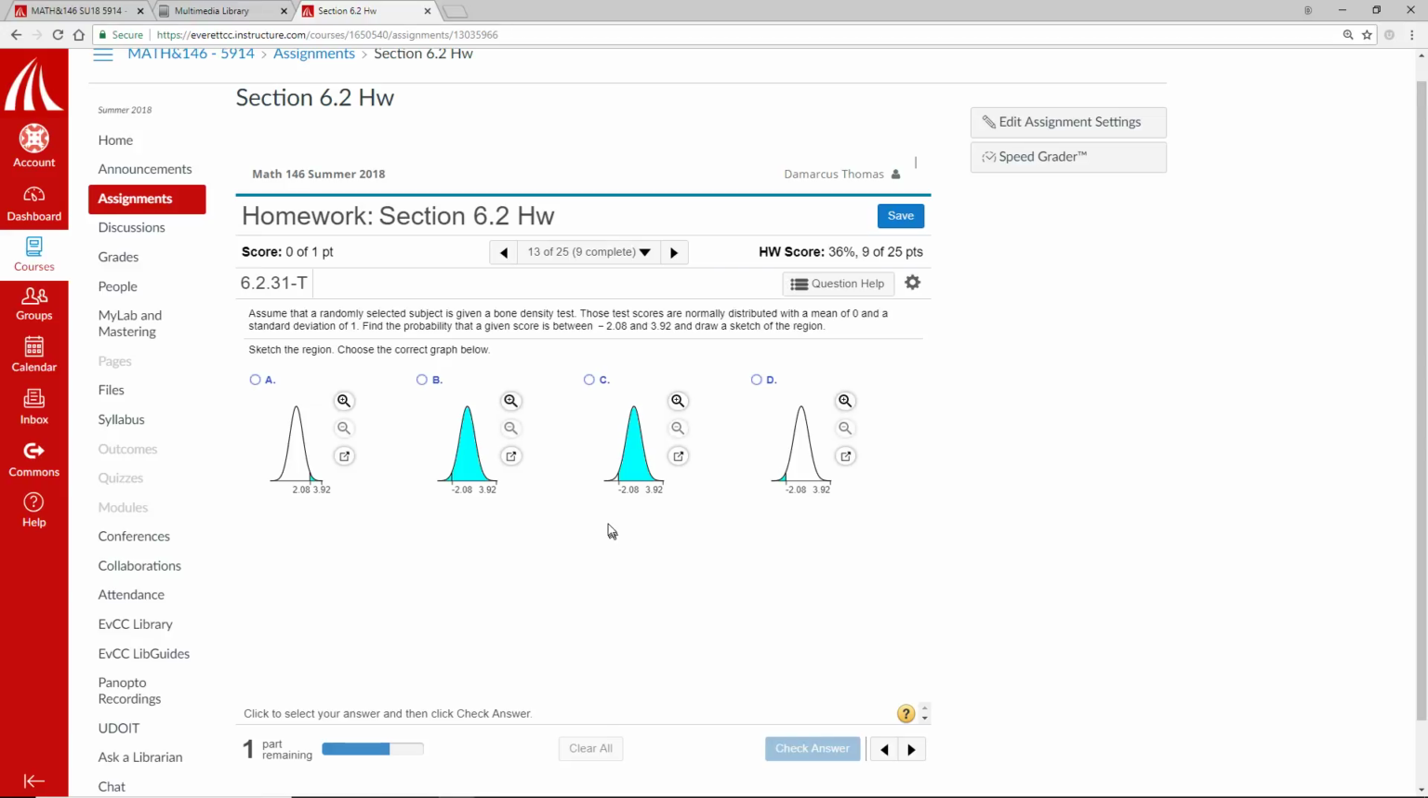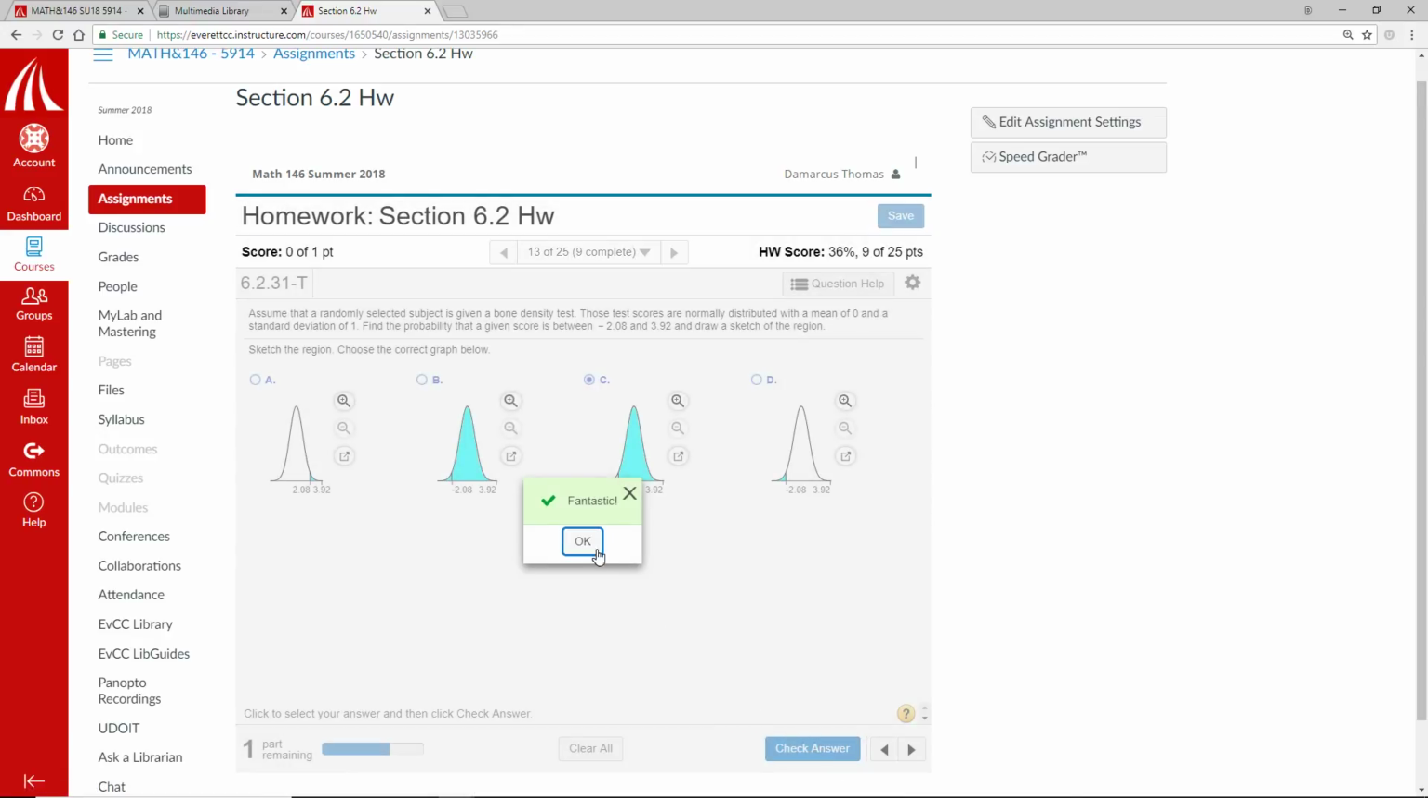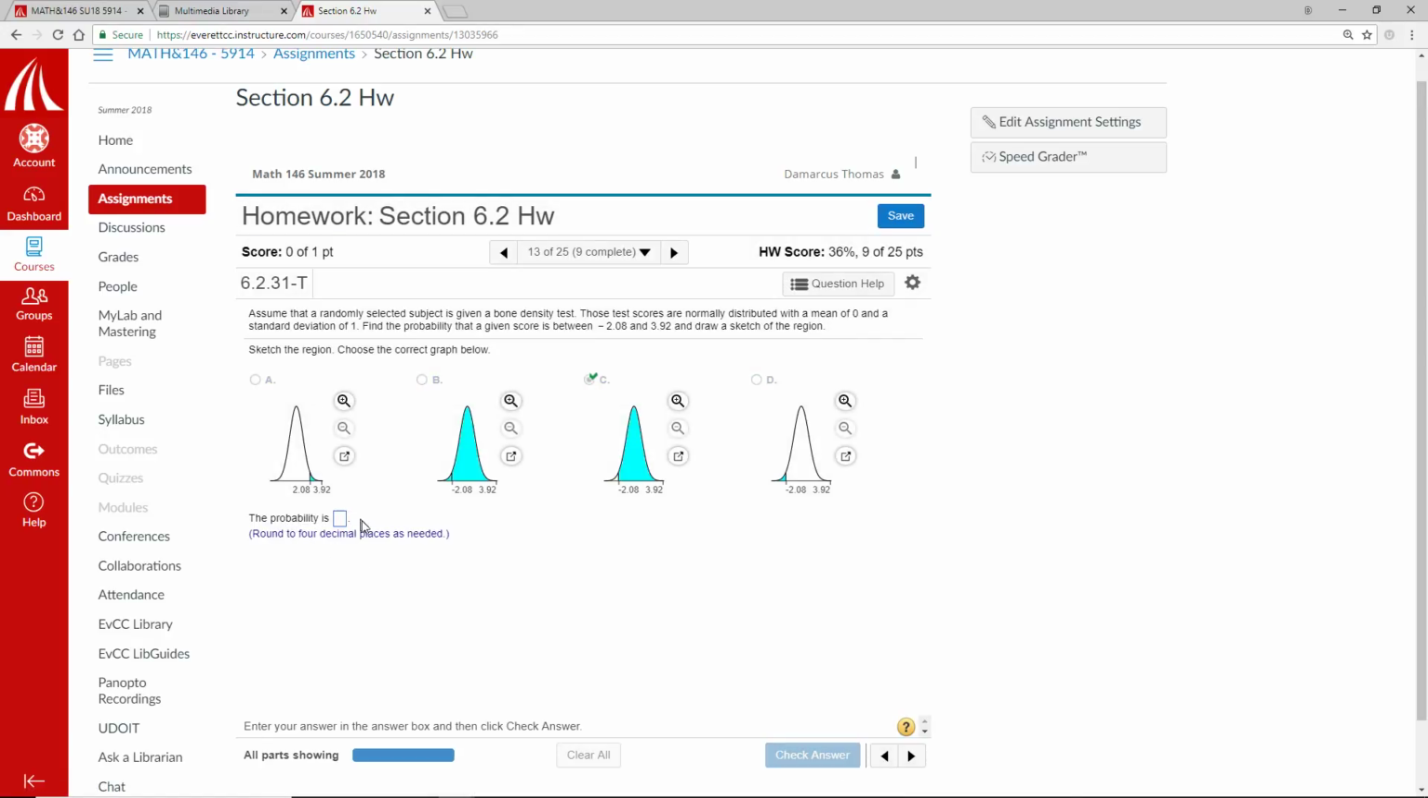Let's look at 13. Find the probability that a given score is between negative 2.08 and 3.92. It looks like that one. And what would be the probability? Well, this time my lower bound is negative 2.08, and my upper bound is 3.92.